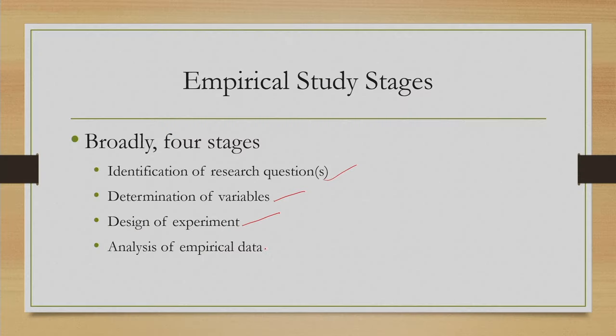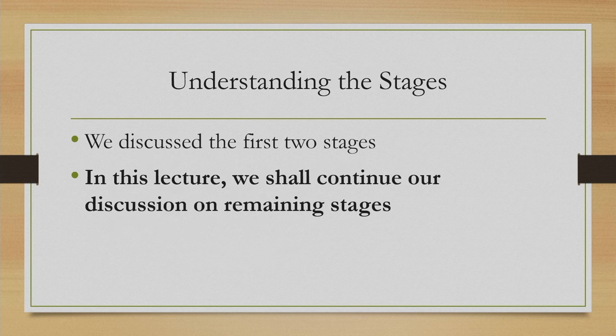And finally, we analyze the observed data. In this lecture, we are going to discuss the third stage, design of experiment. In the earlier lectures, we have already covered the first two stages, that is identification of suitable research questions as well as identification of variables.